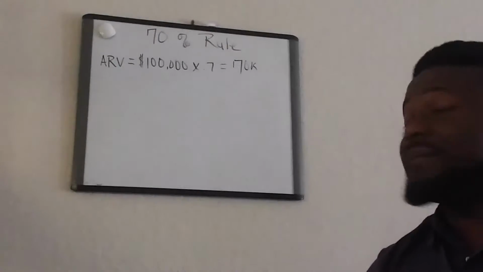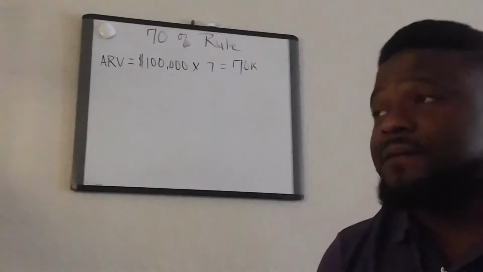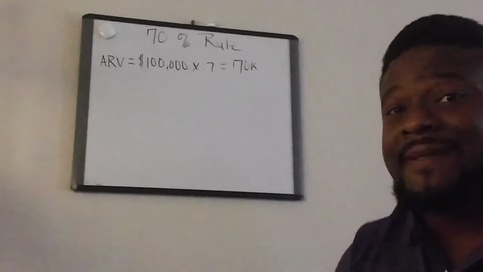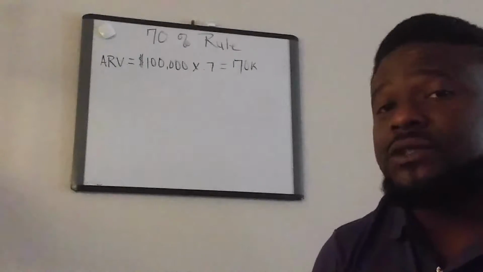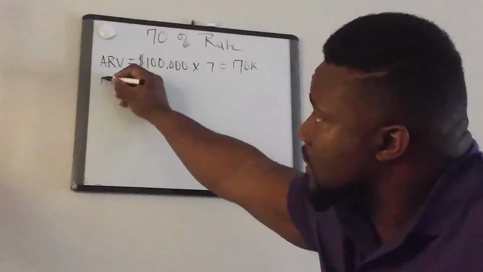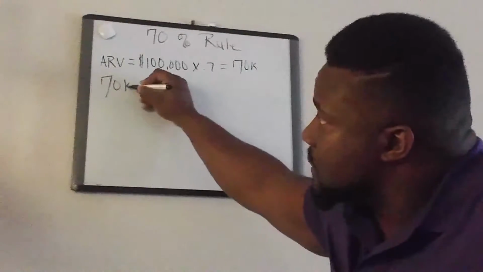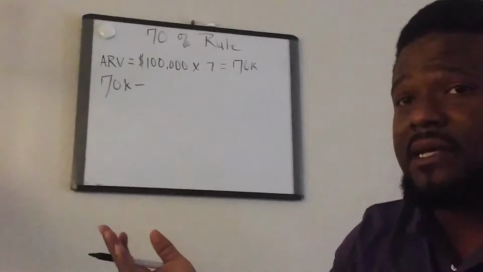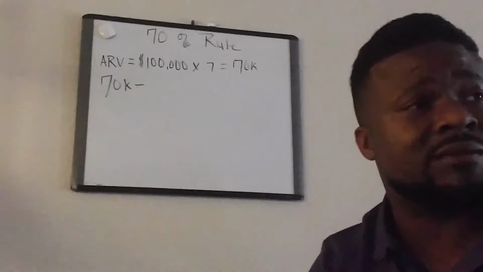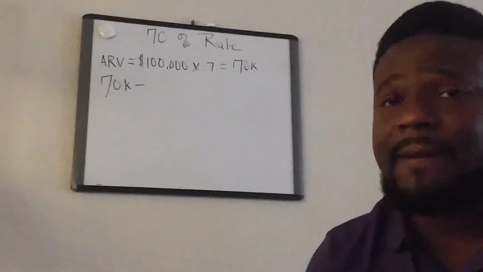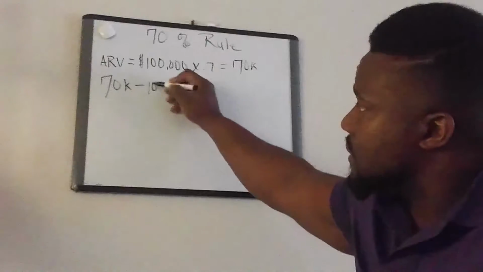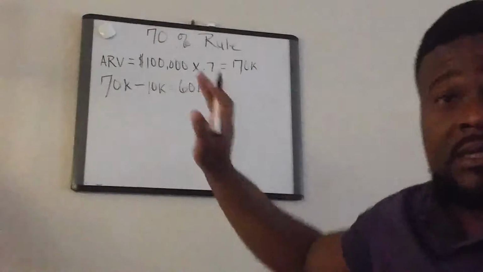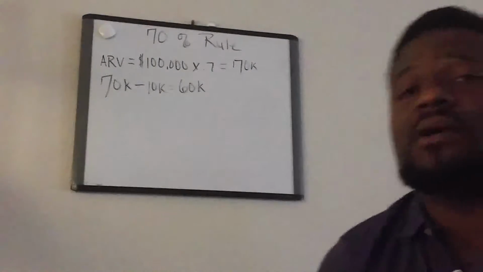Now, what if that property needs repairs? What if it needs around $10,000 in repairs? That number isn't good enough anymore. So what you do is you take the 70K and you subtract the dollar amount in repairs. So we said it needed $10,000 in repairs, probably some kitchen, bathroom remodel, something like that. $10,000, that brings us to 60K. So $60,000 is what you should purchase the subject property for.